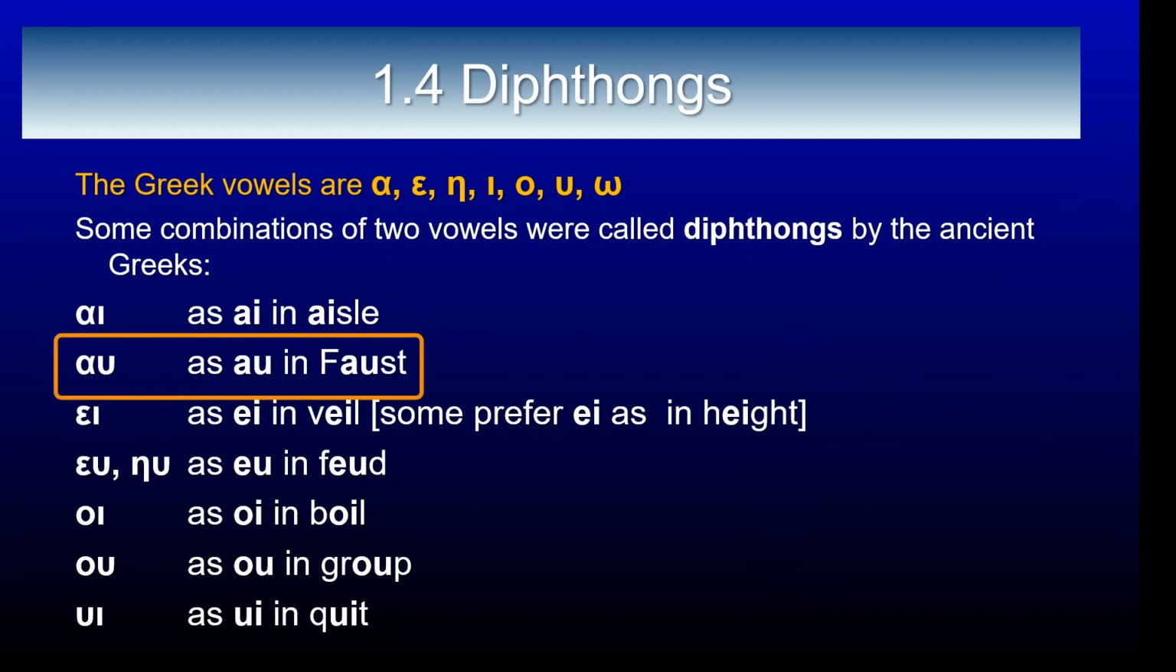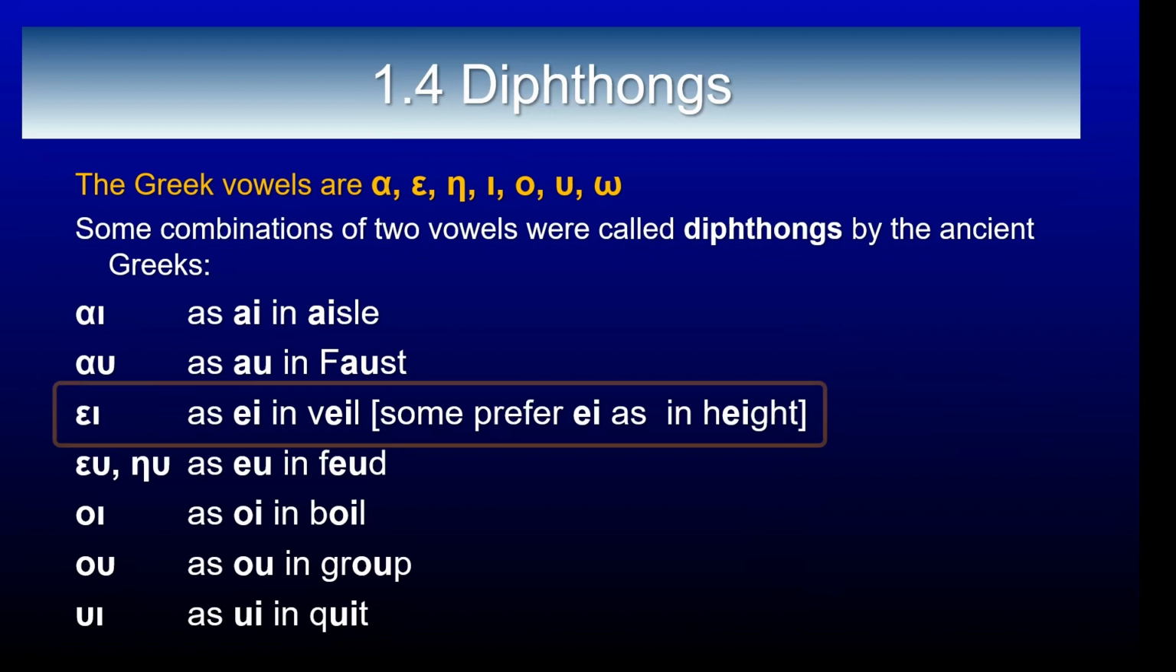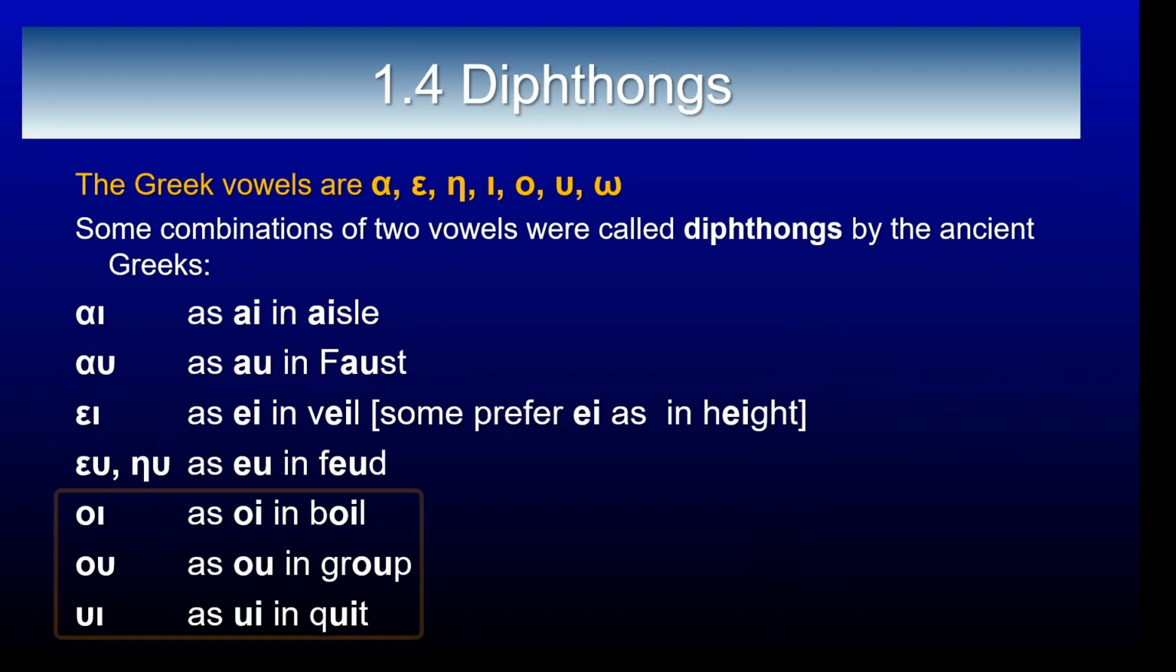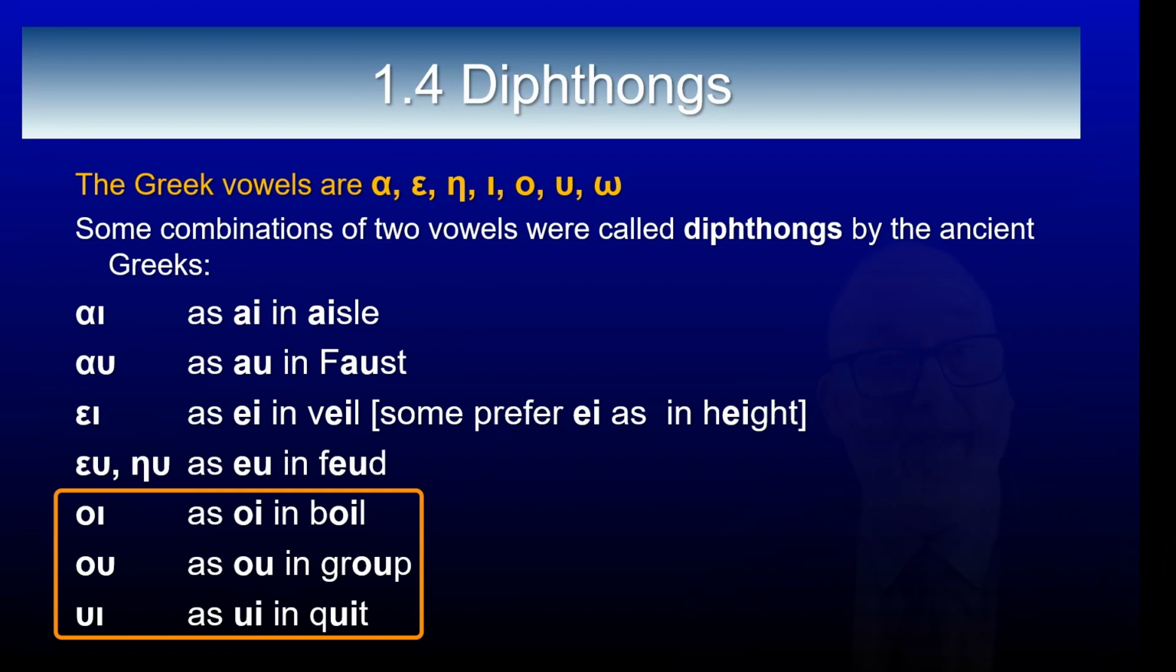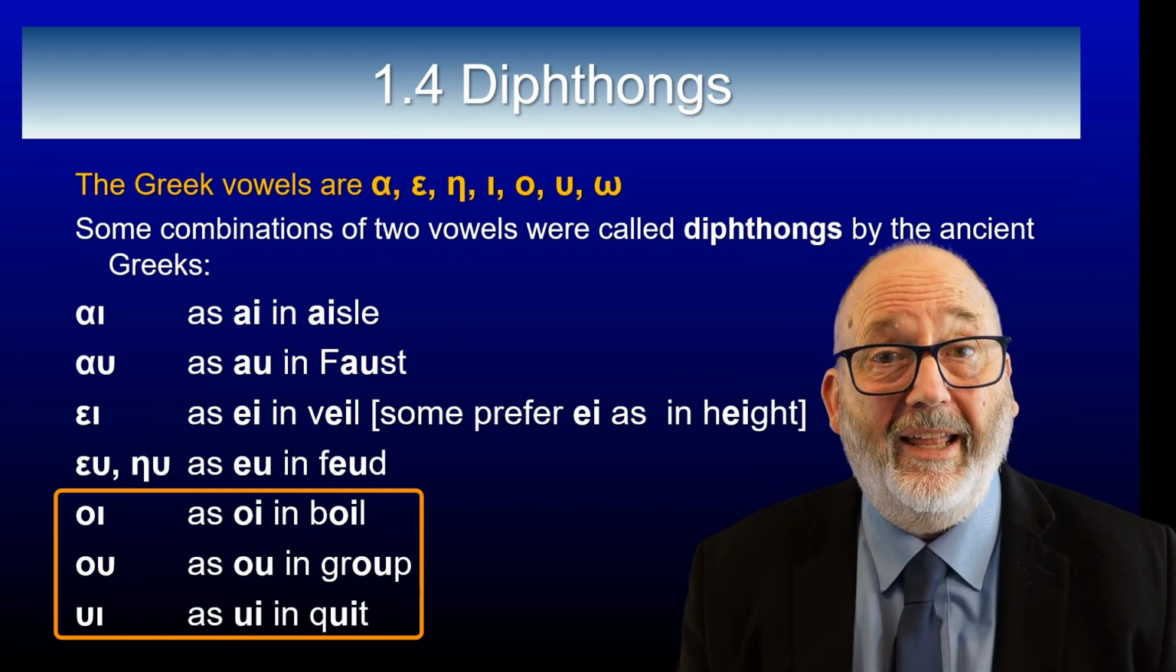Alpha, upsilon is ow, as in Faust. Epsilon iota is A, as in veil, or some people prefer to say I, as in height. Note that it's epsilon iota. We will find some words that go iota epsilon, and that is not a diphthong. That's two separate vowel sounds. Omicron iota is pronounced as oi in boil. Omicron upsilon is pronounced as oo in group. Upsilon iota is pronounced as ui in quit.